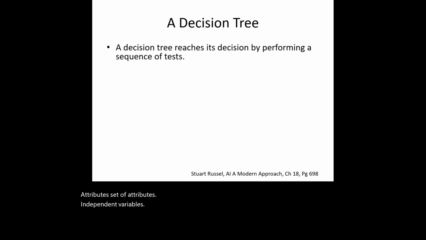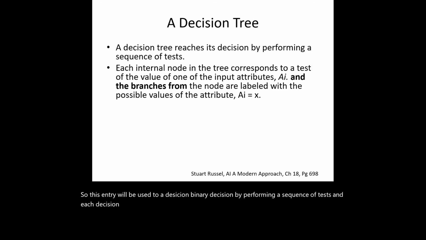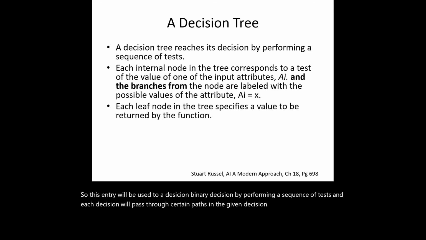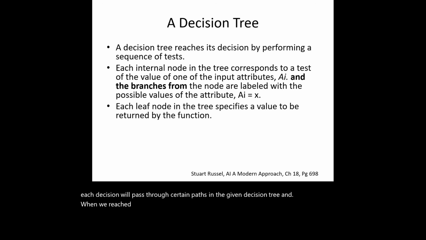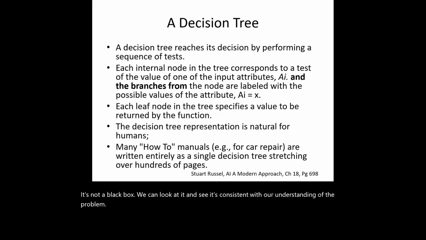So decision tree will reach a binary decision by performing a sequence of tests, and each decision will pass through certain paths in the given decision tree. When we reach the leaf node, it will contain the decision. Each leaf node will either be 1 or 0. The strength of this kind of representation of hypothesis is that it's not a black box. We can look at it and see it's consistent with our understanding of the problem. We can look at it as how-to manuals.